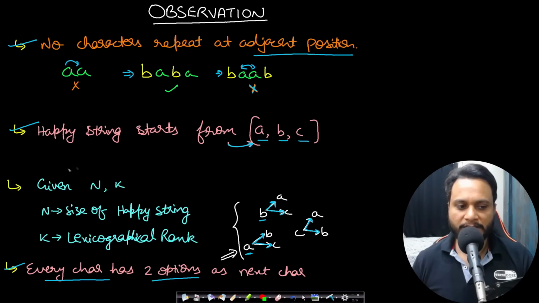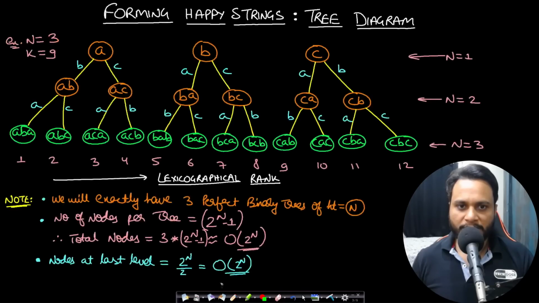Okay, so this will be the starting point, and we are given n comma k value, where n is the size of the happy string that we are interested in. We are not interested in any less size or any higher size, and k is the lexicographical rank of the happy string that we are finding for the given length n. Okay, so these are the observations.